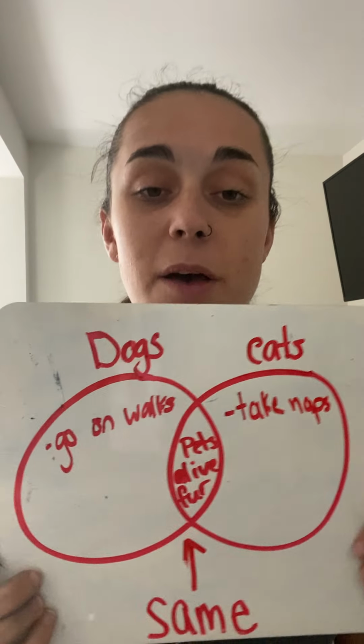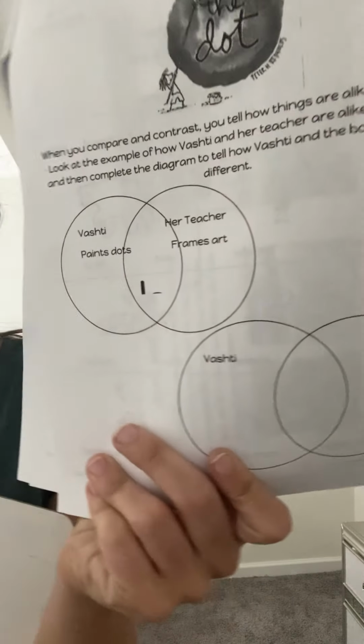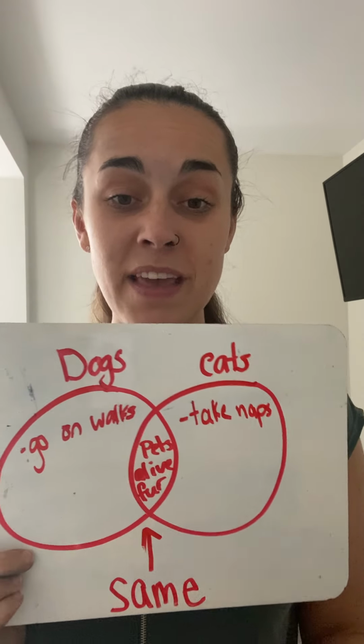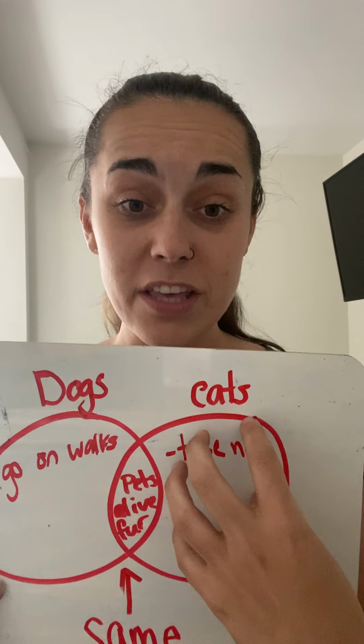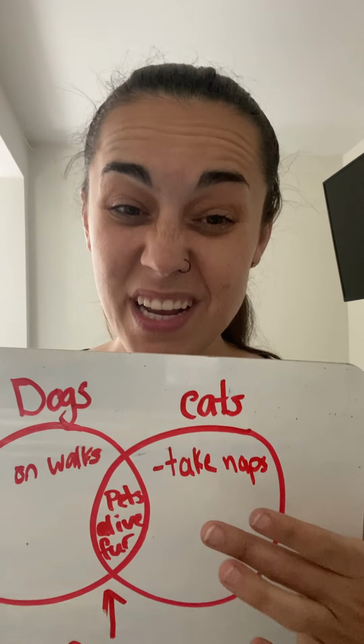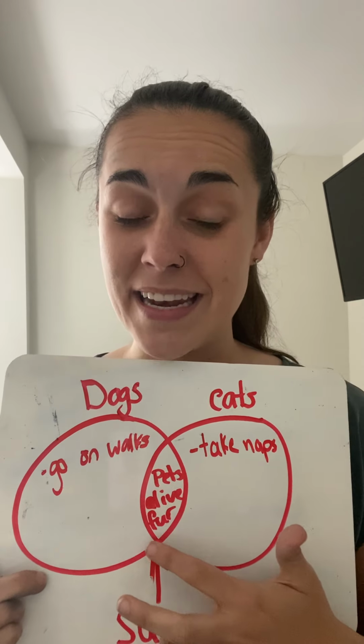Now, you don't have to be writing any of this down. If you want to, that's fine. But I just wanted to show you because you're going to have to do the same thing on your paper. Do you see those two Venn diagrams? Yeah, so you're going to do the same thing. So I wanted to practice. You see that I put take naps right under cats, but really they do both, right? Dogs take naps too, so we could put take naps in the middle.